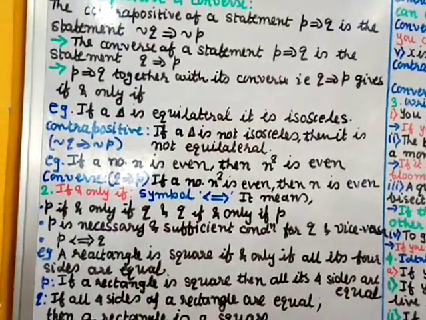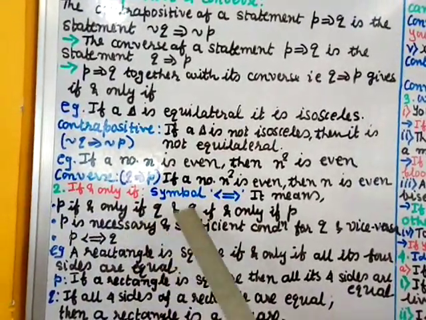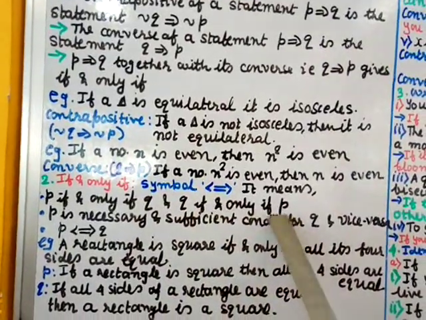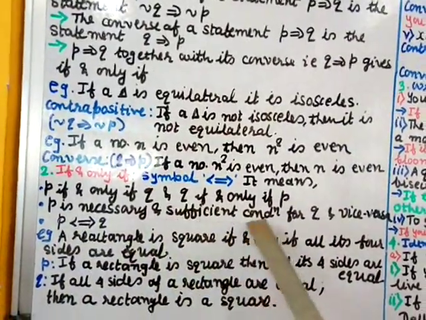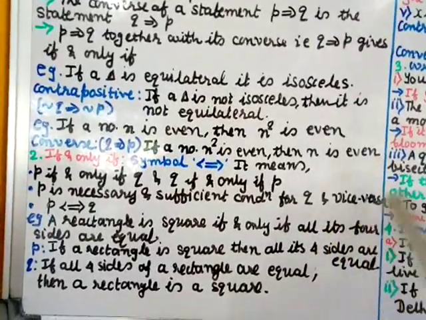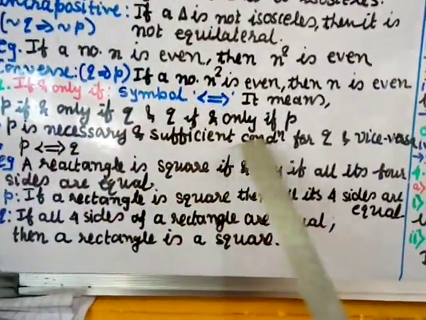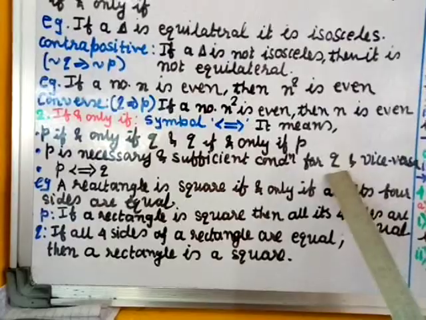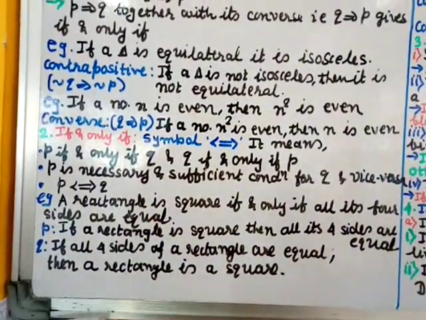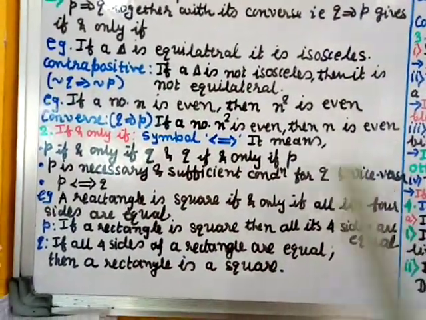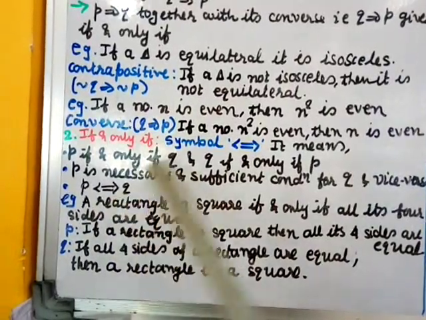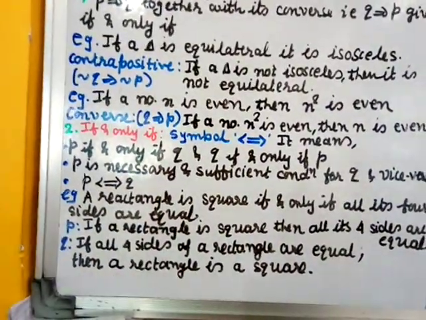P if and only if Q means P implies Q and Q implies P. P is a necessary and sufficient condition for Q and vice versa. So P is a necessary and sufficient condition for Q, and similarly Q also is a necessary and sufficient condition for P. That is the meaning of vice versa. P double implies Q, this symbol we are just using. Let us take the example.